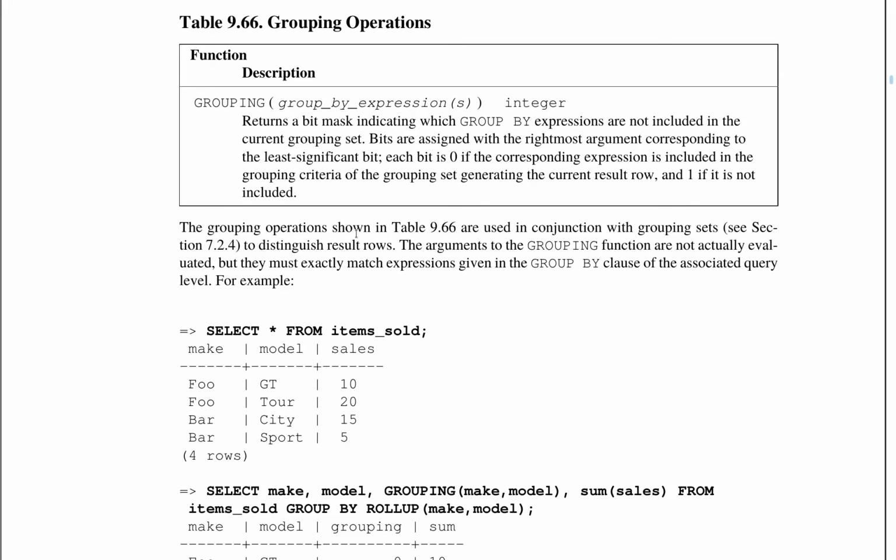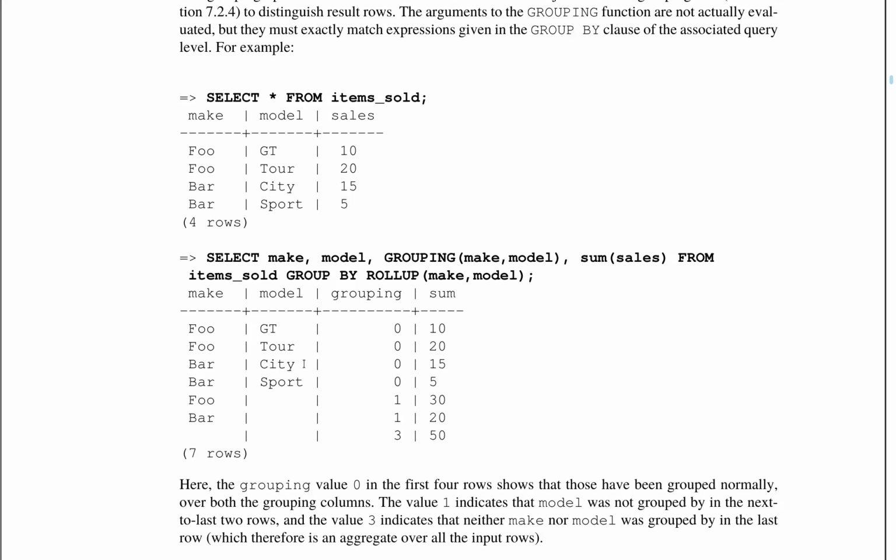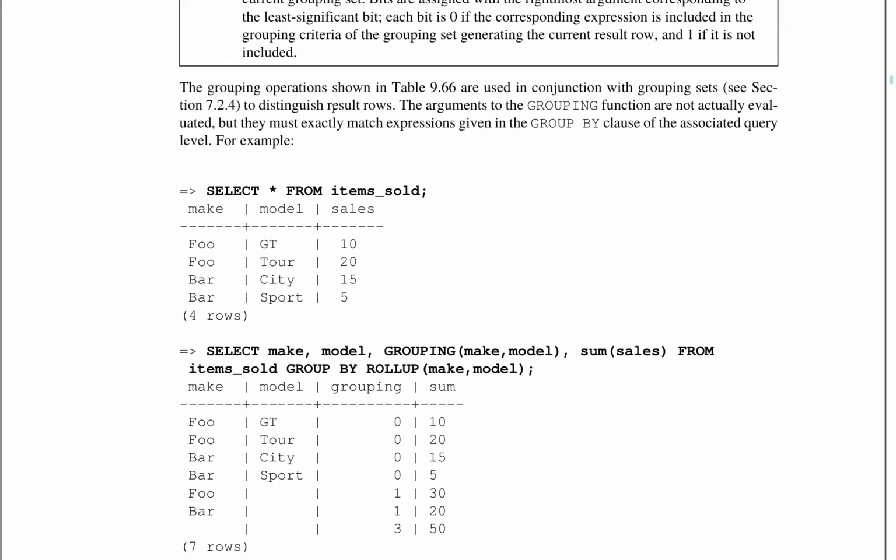we have SELECT * FROM items_sold. We have foo, model GT, sales 10. So we have this selection of rows and elements. Then we select make, model, and GROUPING(make, model), sum(sales) FROM items_sold GROUP BY ROLLUP(make, model). So we have this result, and as was the description of this function, it computes the grouping value.